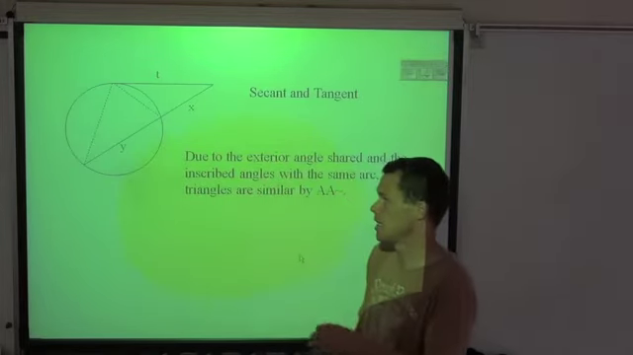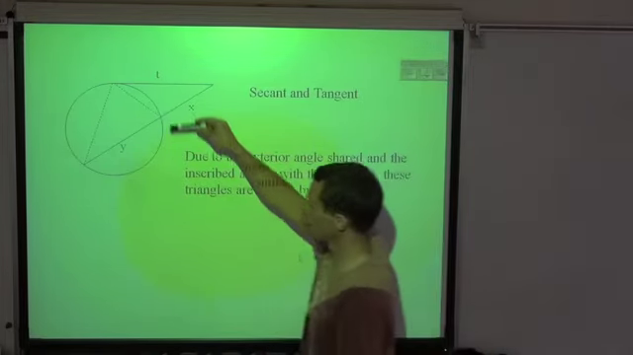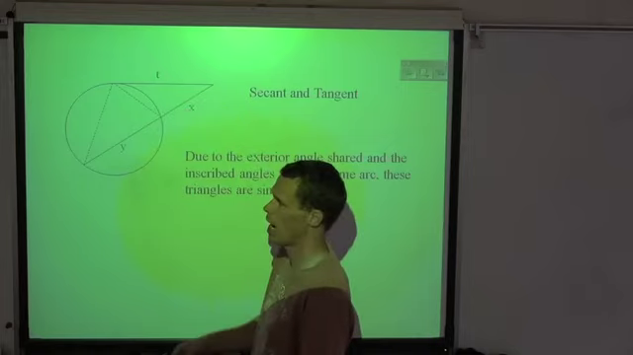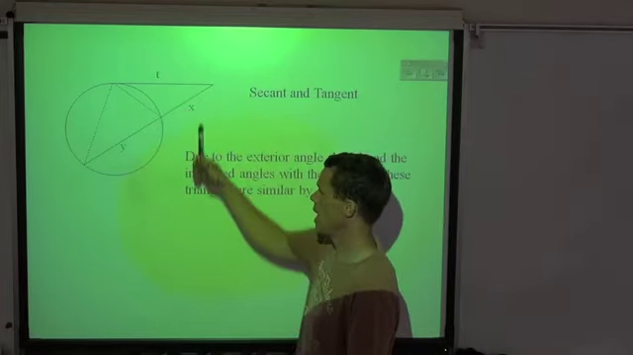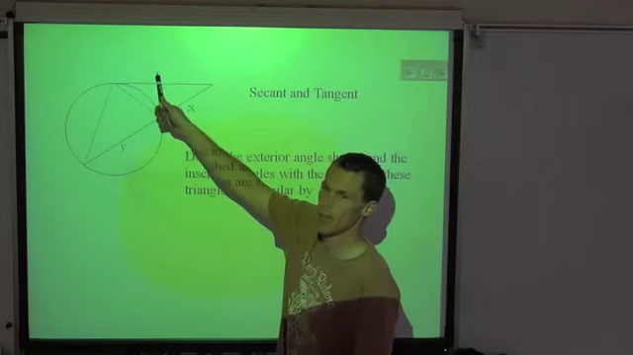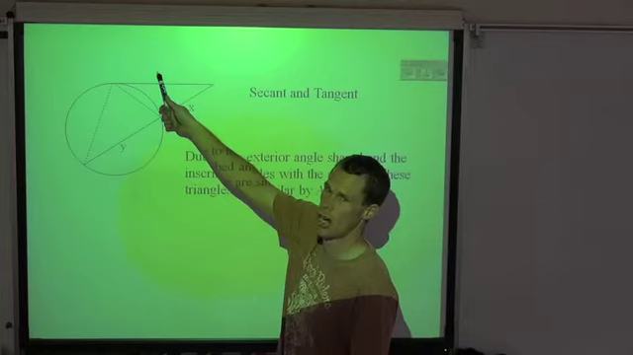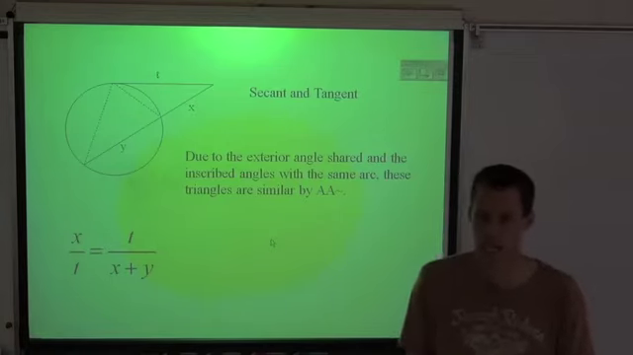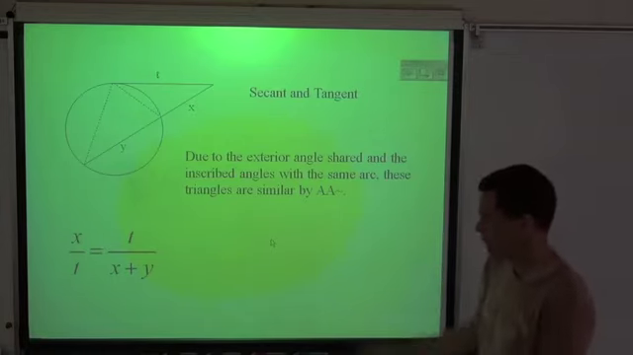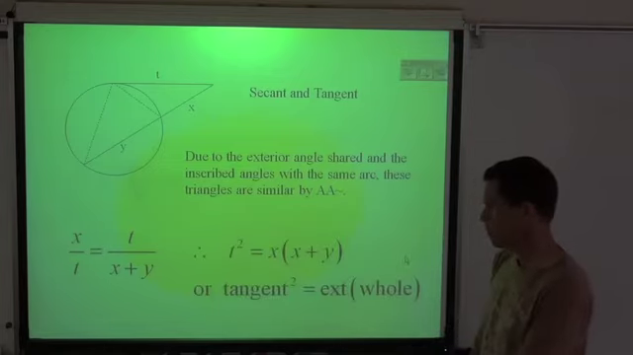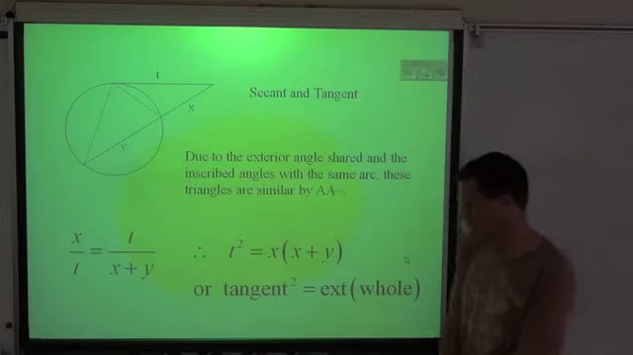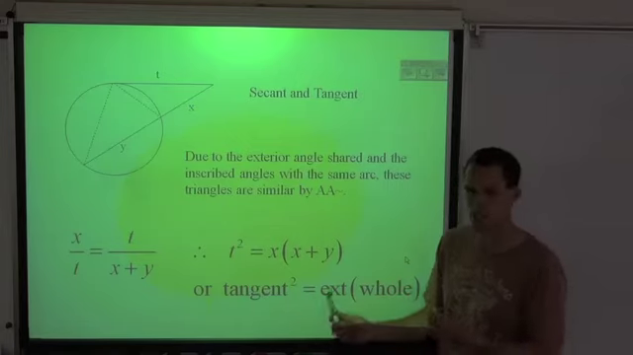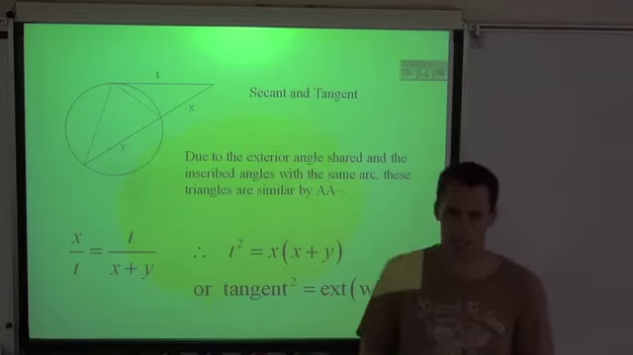So I can say X is to T. And then across from the big obtuse angle is T in the small triangle. And across from the big obtuse angle would be X plus Y. So I can claim X from the small triangle is like T from the large triangle. And T from the small triangle is like X plus Y from the large. So X compares to T like T compares to X plus Y. Cross multiply, and we have our relationship. T squared is equal to X times X plus Y. Or tangent squared equals the exterior times the whole secant.